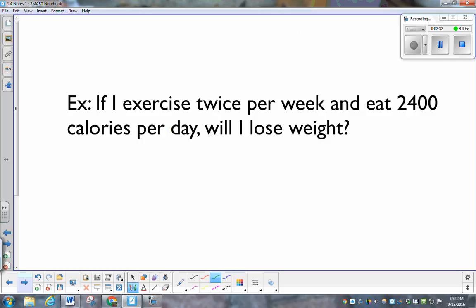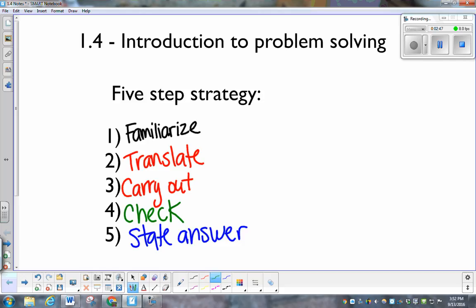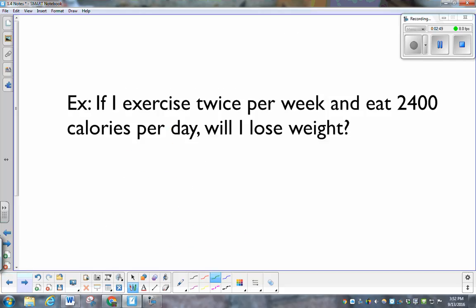All right, so one example that we could be looking at here, and you do not need to write this problem down: If I exercise twice per week and I eat 2,400 calories per day, will I lose weight? So if we're thinking about the strategies here, familiarize. You probably need some more information for this problem. You might need to know, well, how much do I weigh? How many calories do I need per day? How many calories does it take to lose a pound? How much am I exercising? Things like that. So that's a familiarizing step.